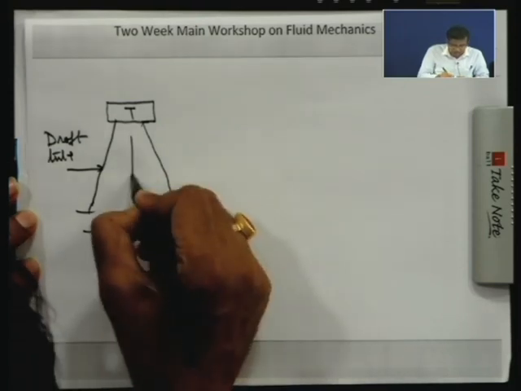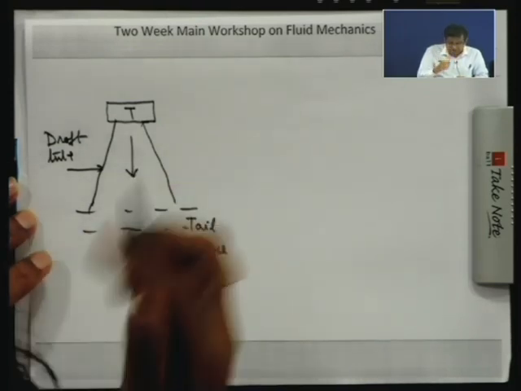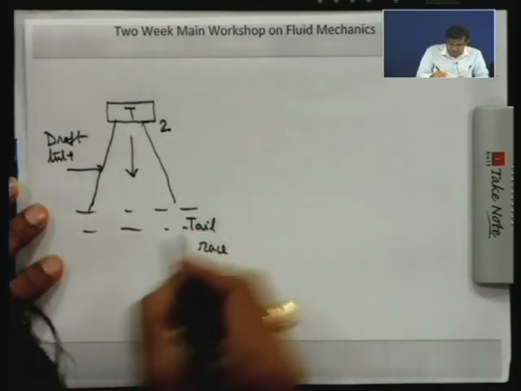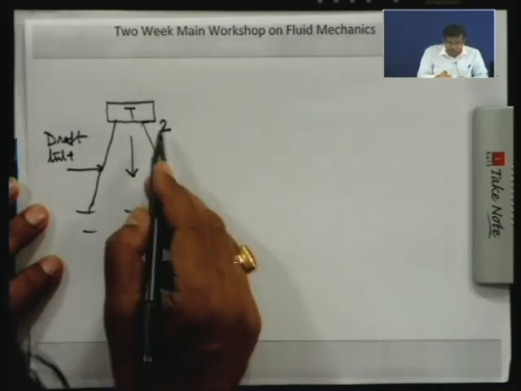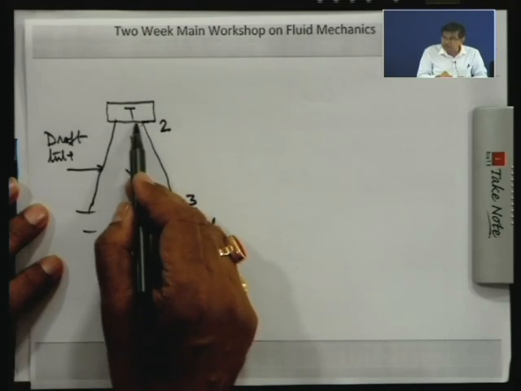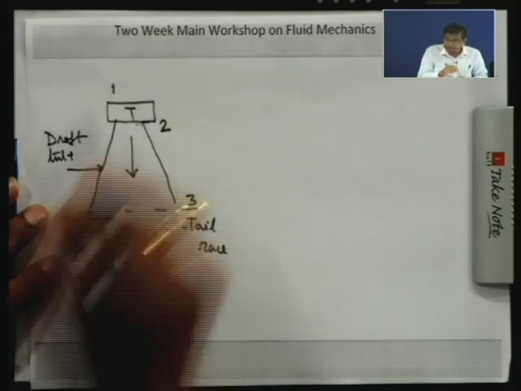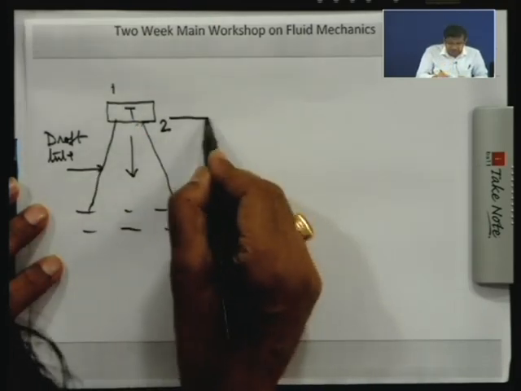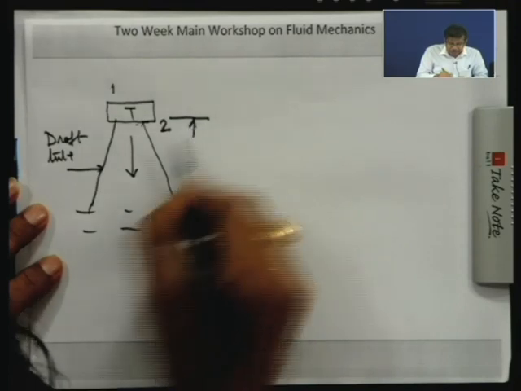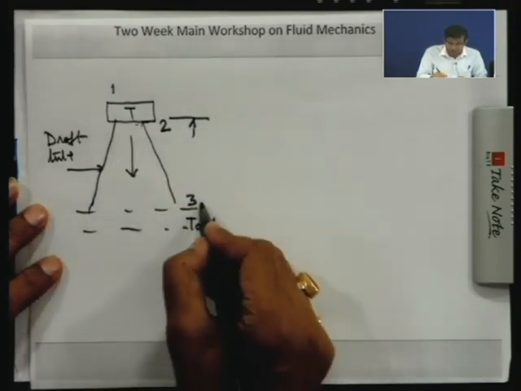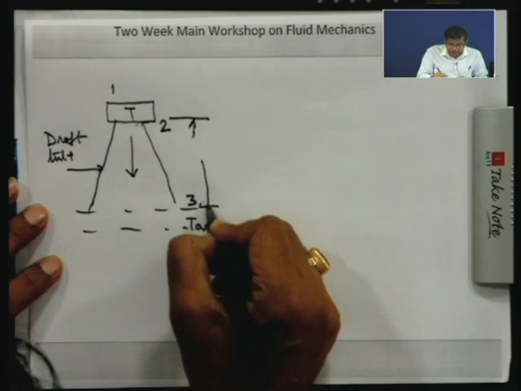So this is the flow direction. Let us say 2 is the inlet and 3 is the outlet of the draft tube. 2 is the inlet of the draft tube, which means 2 is the outlet of the runner, and 1 is the inlet of the runner. The draft tube is also a part of the turbine, that is why I am not saying turbine, I am saying the runner.